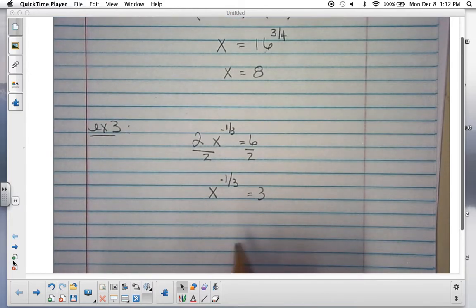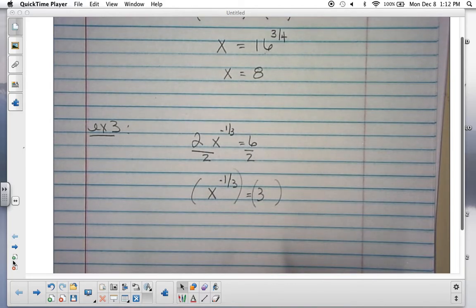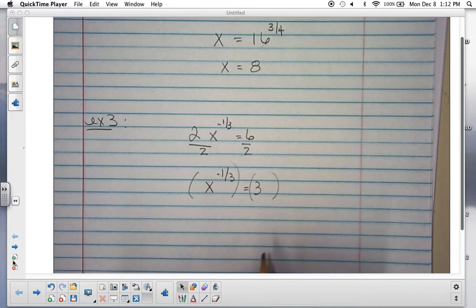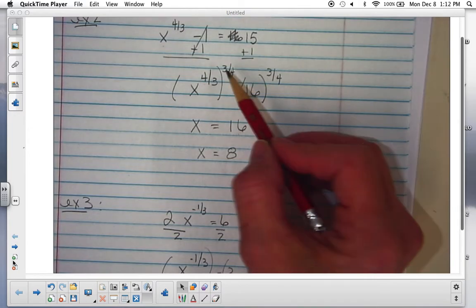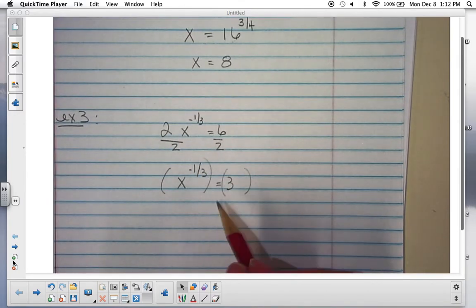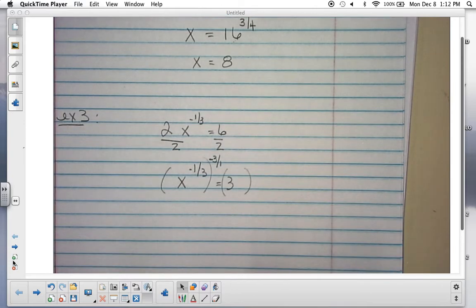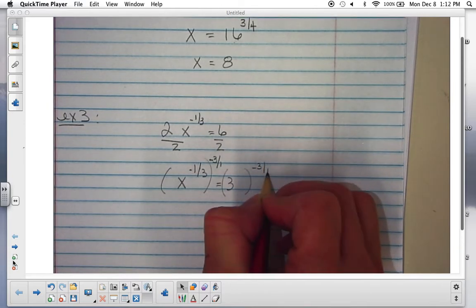My question for you would be, am I raising to the 3 over 1 or the negative 3 over 1? We said raise to the reciprocal, but we never said anything about changing the sign. So whatever the sign is, when it was positive up here, we kept it positive. Now that this is negative, we'll keep it negative. There's no changing sign, it's just a reciprocal. So we're going to raise to the negative 3 over 1. Same thing on the other side.